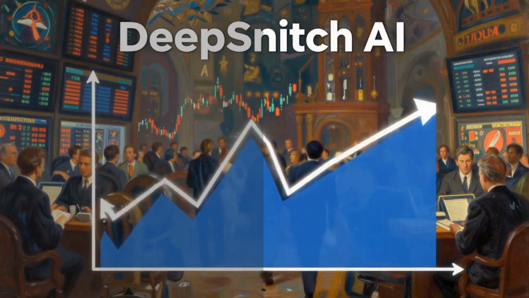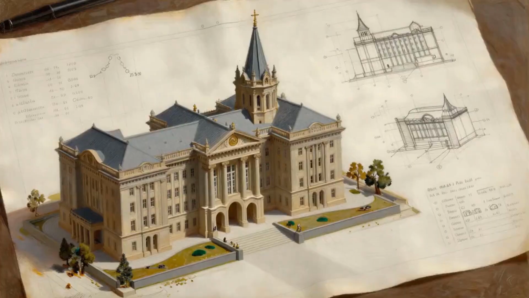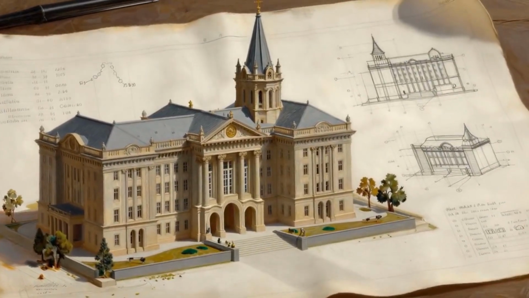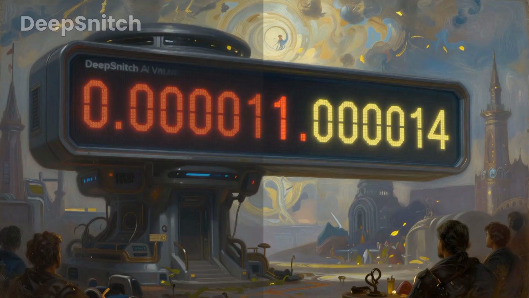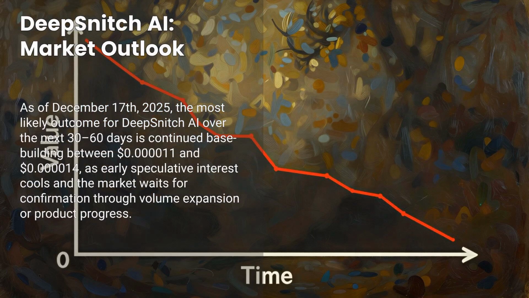DeepSnitch AI's price action is not random hype, it's a liquidity story in the making. The narrative is compelling, but structure and volume must confirm before strength becomes reality. As of December 17, 2025, the most likely outcome for DeepSnitch AI over the next 30 to 60 days is continued base building between $0.000011 and $0.000014, as early speculative interest cools and the market waits for confirmation through volume expansion or product progress.